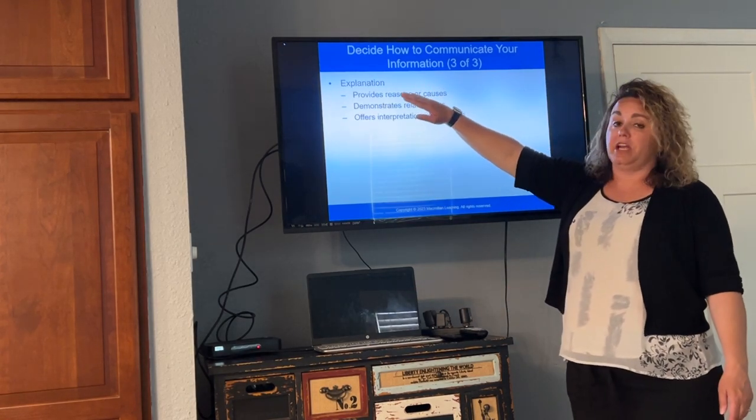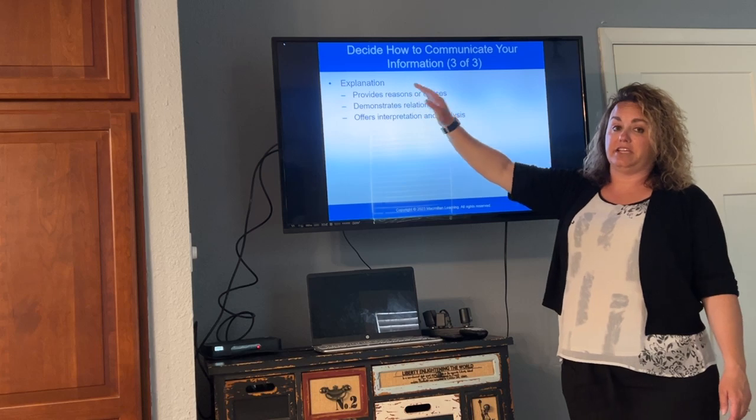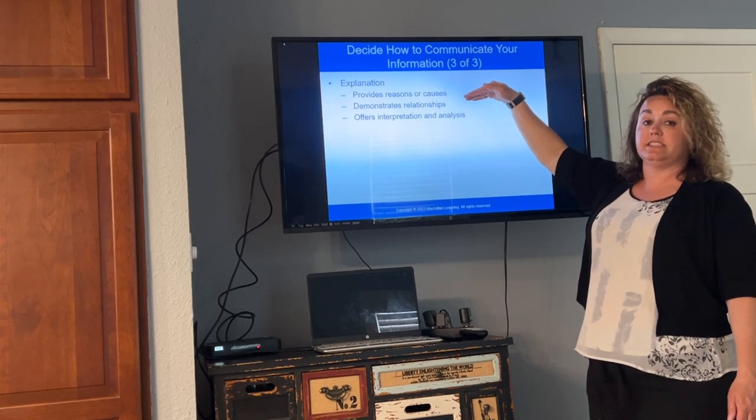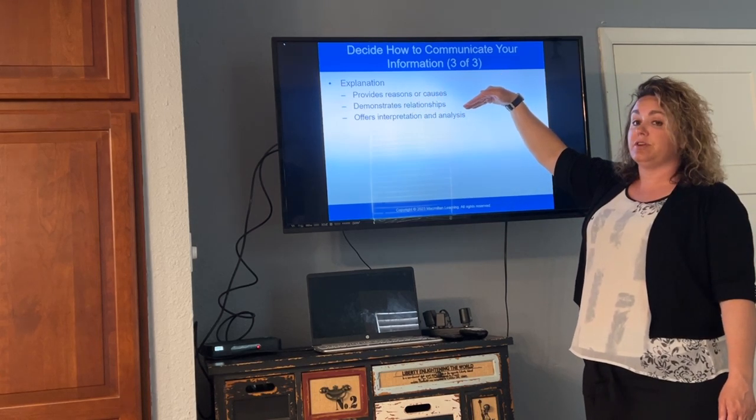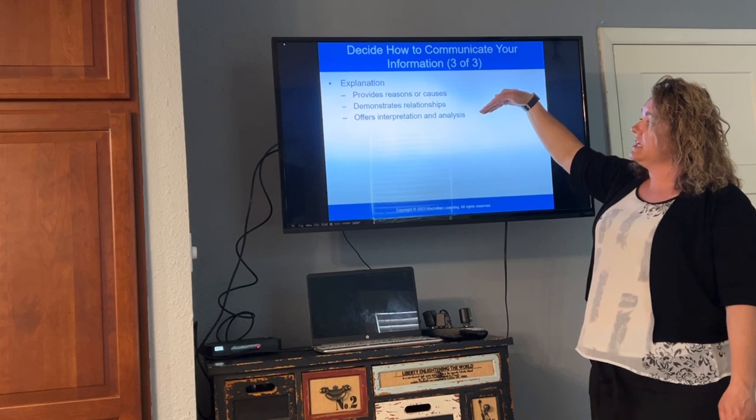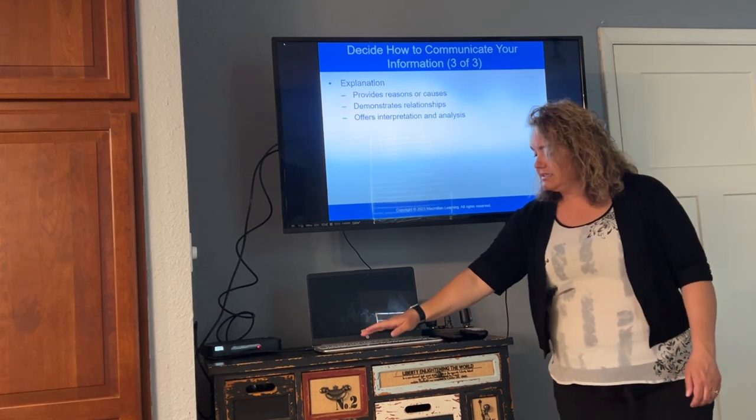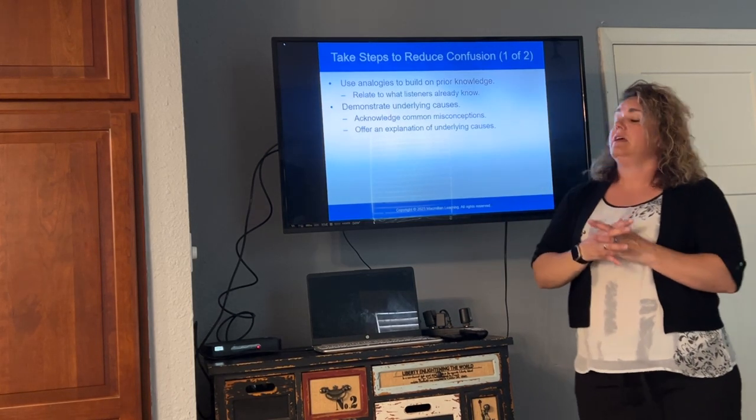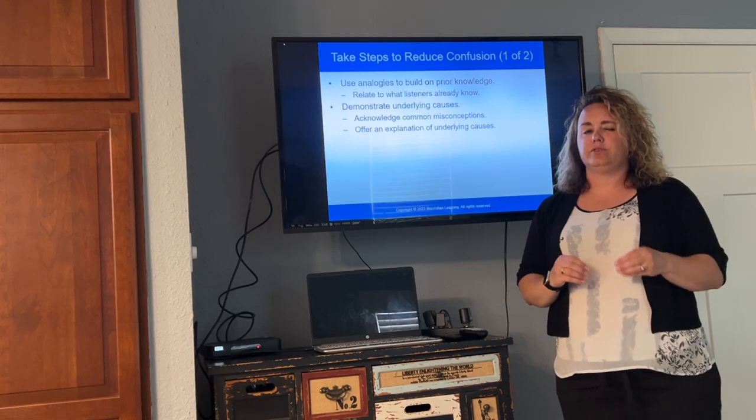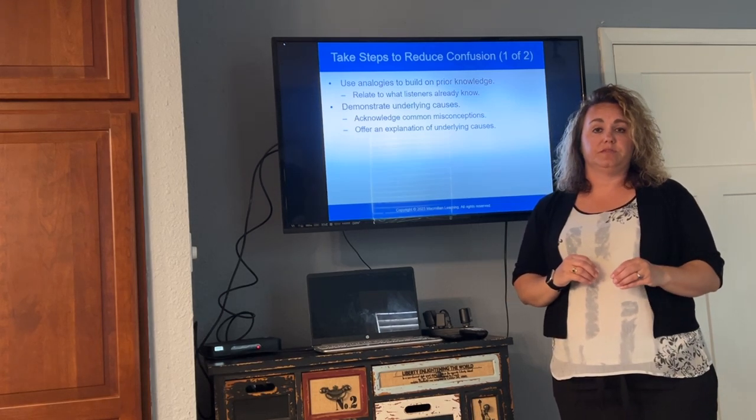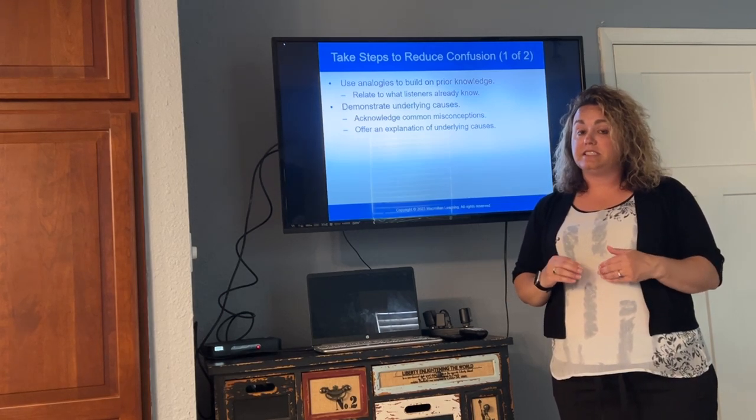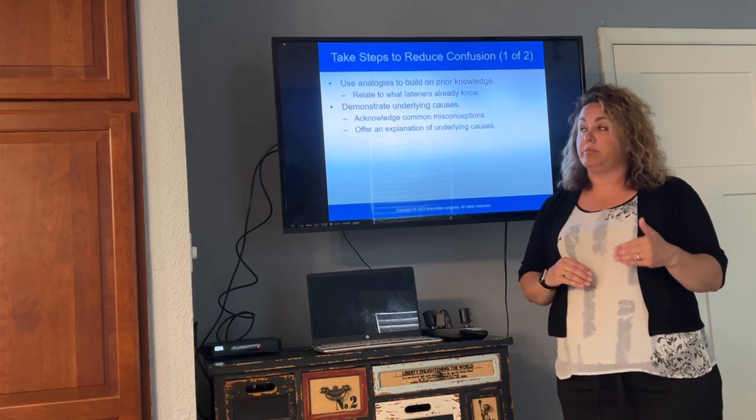Finally, you can also communicate your information through an explanation. An explanation provides reasons or causes, it demonstrates relationships, and it offers an interpretation or analysis. You want to take steps to reduce confusion when you're giving an informative speech. Remember, the purpose is different. It is just to provide information.